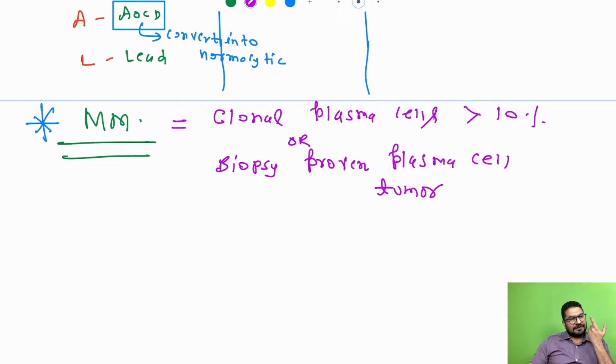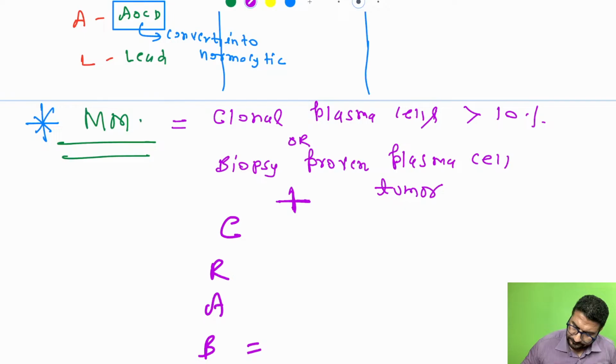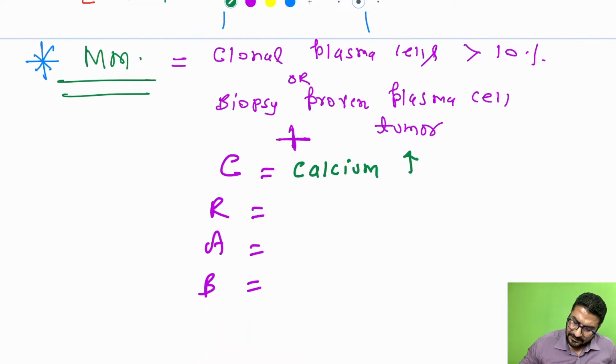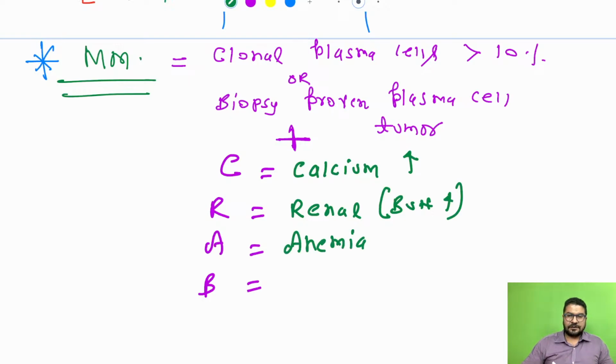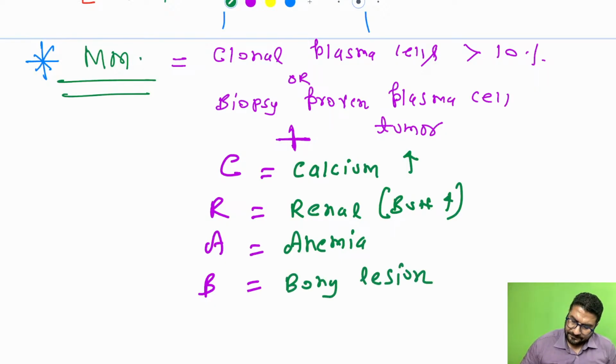Either plasma cells are more than 10%, or a plasma cell tumor is proven on biopsy. Plus, this is not sufficient, we need some more things here. Plus we need CRAB features. So what is CRAB? C for calcium, so the patient will have hypercalcemia. R for renal involvement, which means the patient's BUN is raised. A for anemia. B for bony lesions or lytic bone lesions.